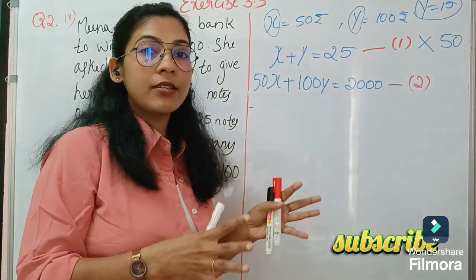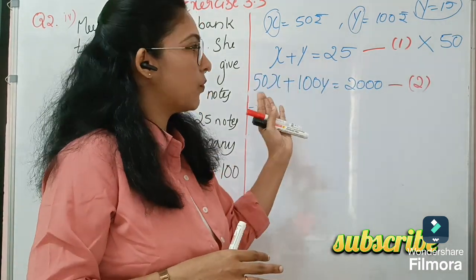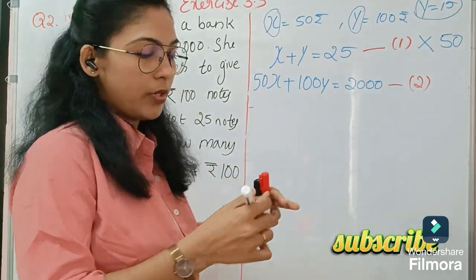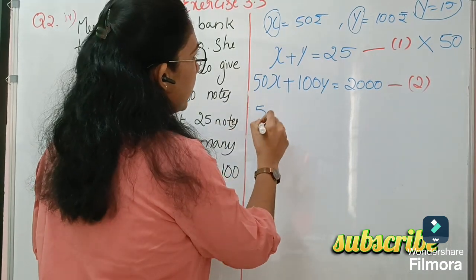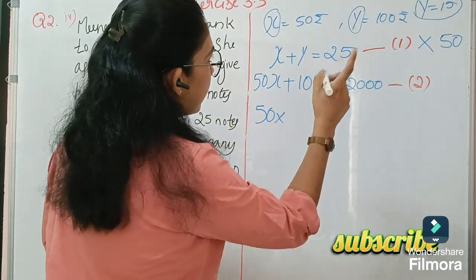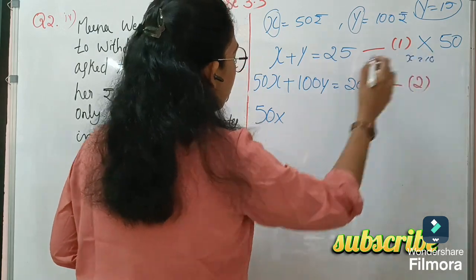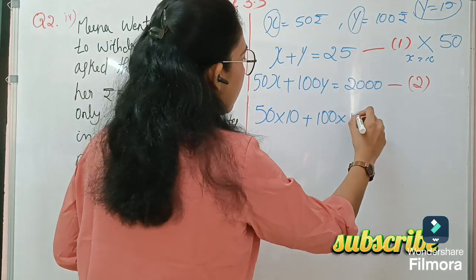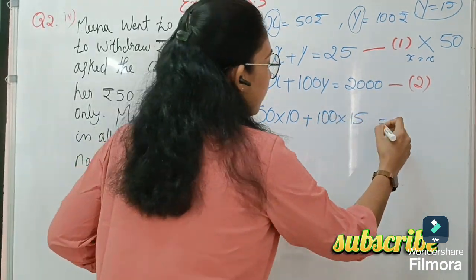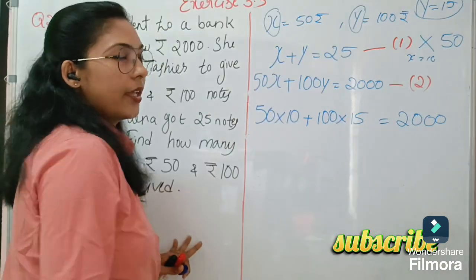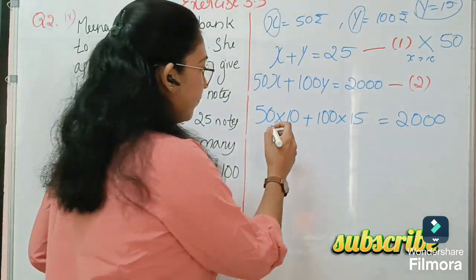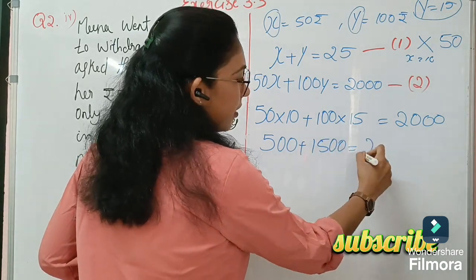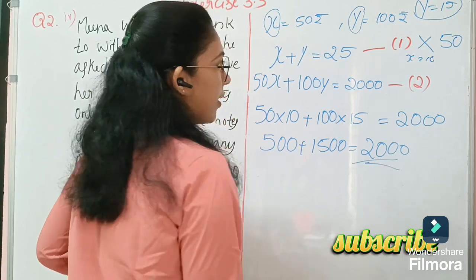We should check whether the answer is correct or not by substituting these values in the equations. So we substitute the values of x and y in equation number 2. That is 50 times x, where x is equal to 10, so 50 times 10 plus 100 times y, where y is 15. If both RHS and LHS are equal, then our answer is right. So this is 500 plus 1500. It is clear that this is 2000. So our answer is correct.